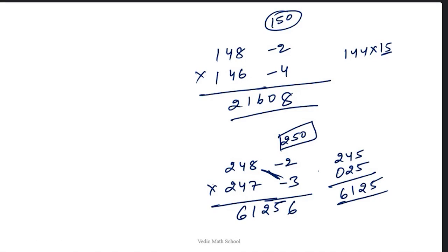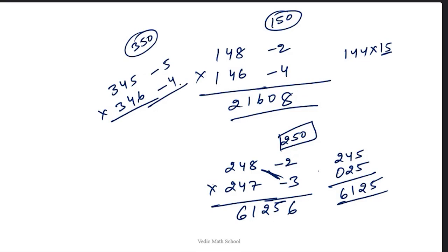Okay. Now tell me if the number is 345 and 346. Do it again. 345, 346. 350 is the base. 345 into 346. Do it now. Simple. The difference is what? I'm taking 350 as the base. Difference is plus 5. Sorry, minus 5. And difference is minus 4. 5 fours are 20.